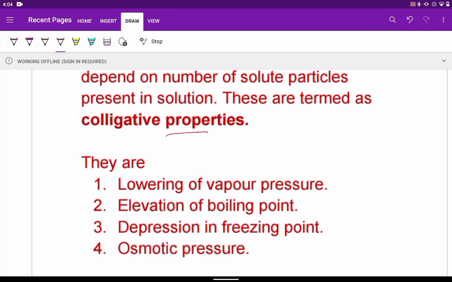Now if we want to point out what are some of the properties which can be termed colligative properties, they are: first one is lowering of vapor pressure, second is elevation of boiling point, then comes depression in freezing point, and fourth is osmotic pressure. We will definitely deal with all of these slowly, one by one.